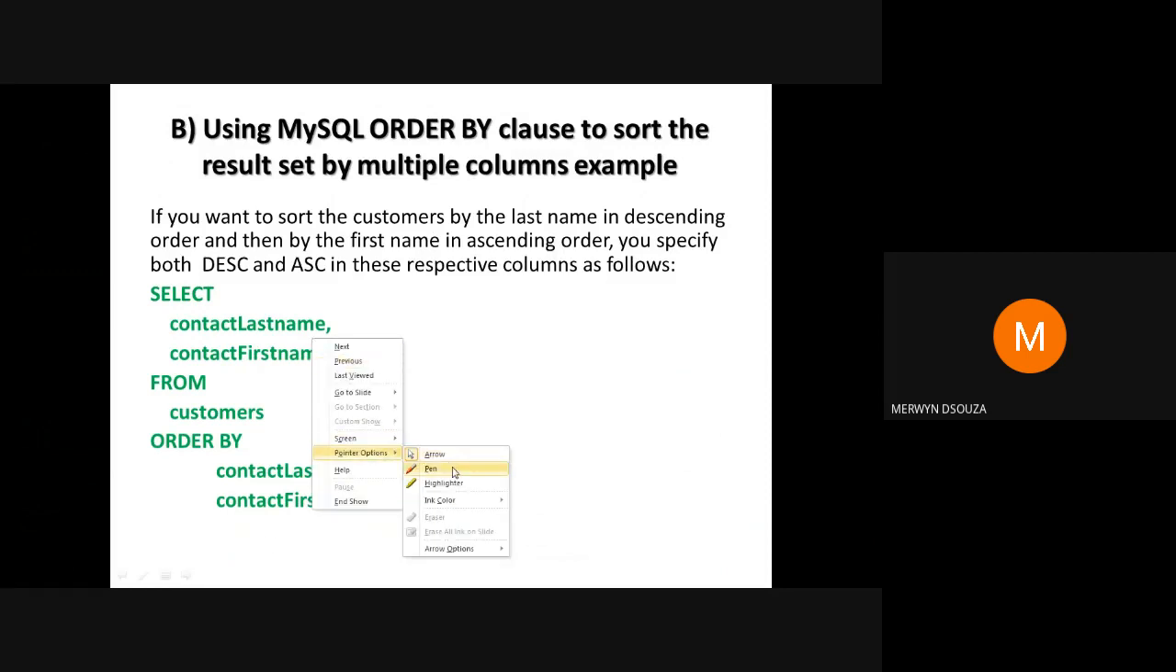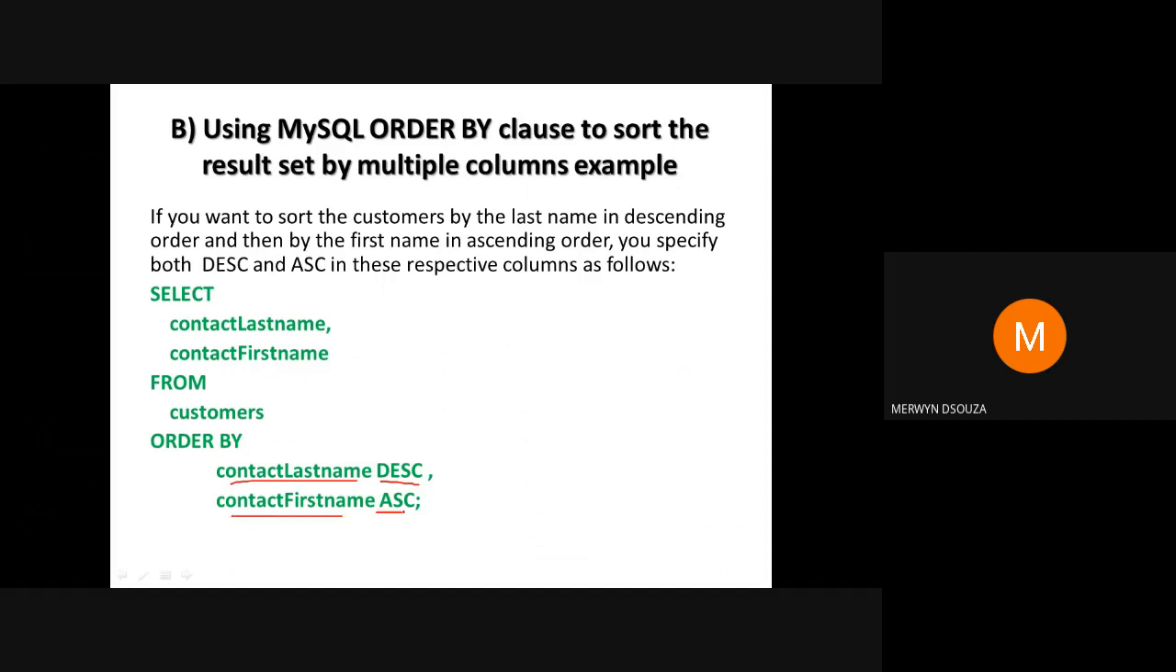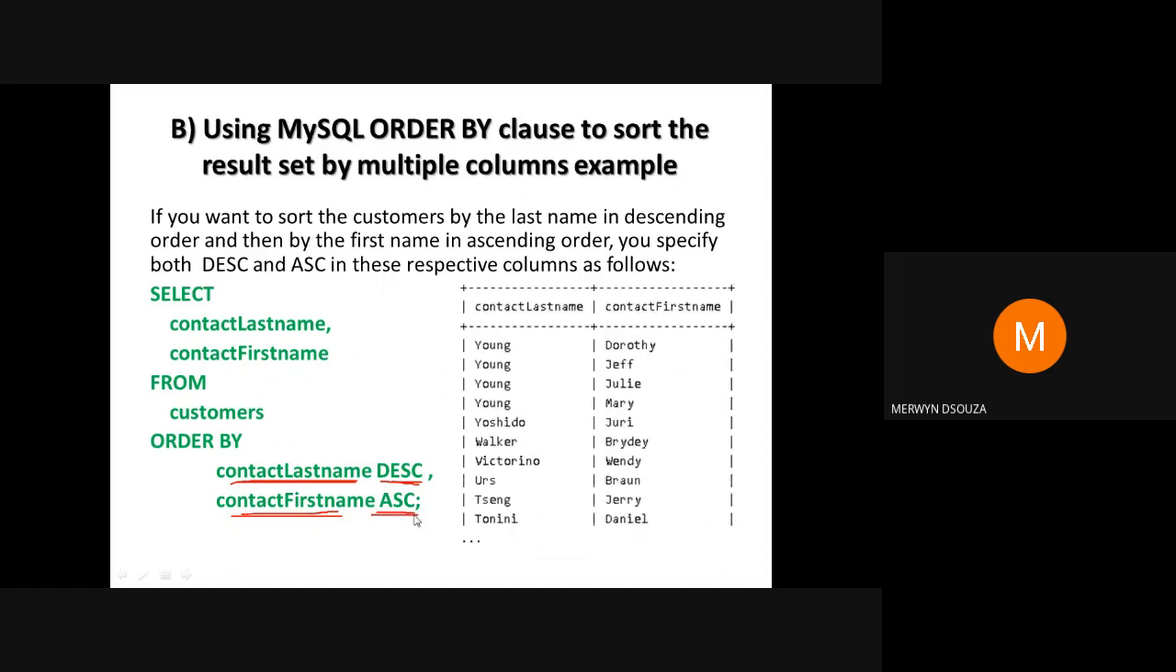We could also sort the result set by multiple columns. We could have one column sorted in descending order, for example, and another column sorted in ascending order. In this example, we are sorting the last name of the contact in descending order and the first name of the contact in ascending order. The query is written as select contact last name, contact first name from customers, order by contact last name descending and contact first name ascending. So the output will look something like this.